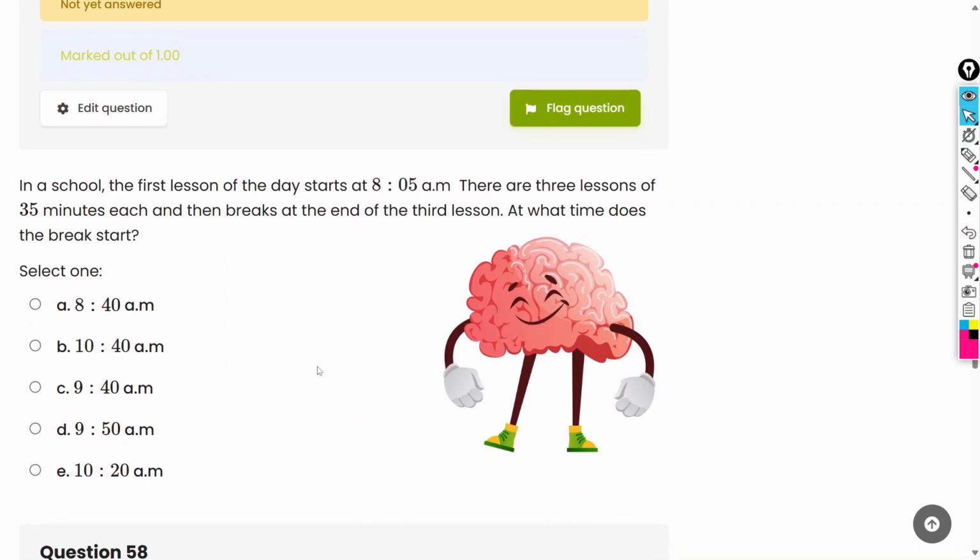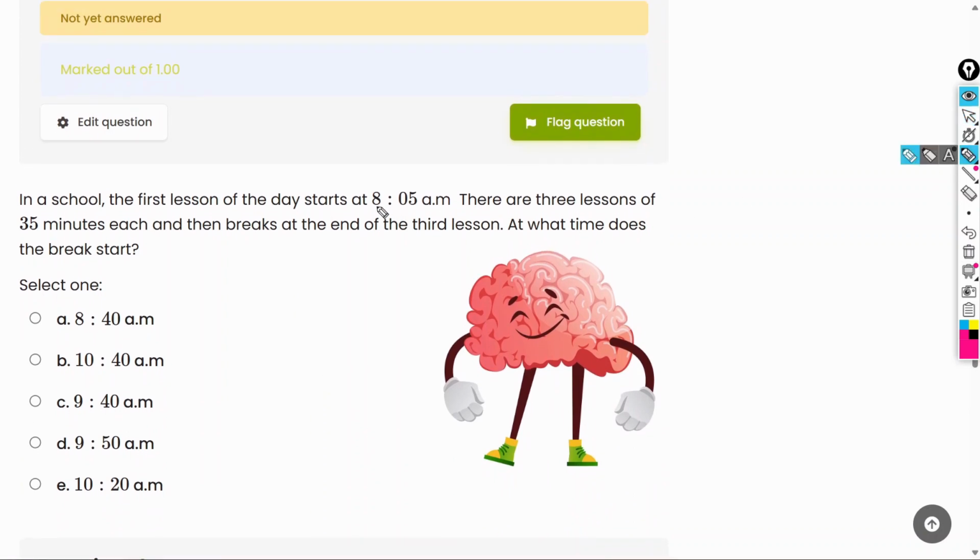In a school, the first lesson of the day starts at 8:05 a.m. There are 3 lessons of 35 minutes each, and then breaks at the end of the third lesson. At what time does break start? So school starts by 8:05 a.m. and then 35 minutes happens 3 times because there are 3 lessons. Yes, there are 3 lessons. So we are adding 35 into 3 places to 8:05.